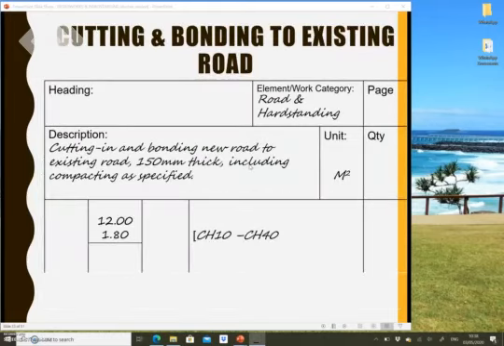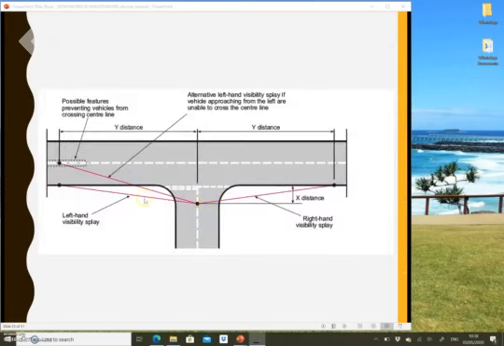You need to have an item for cutting and bonding to existing road if you have any. The unit is in meter square, and this is how you measure the meter square. This is the distance.